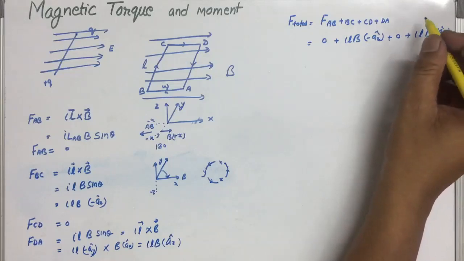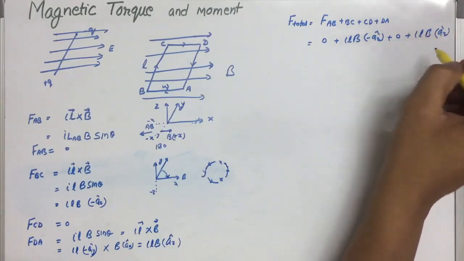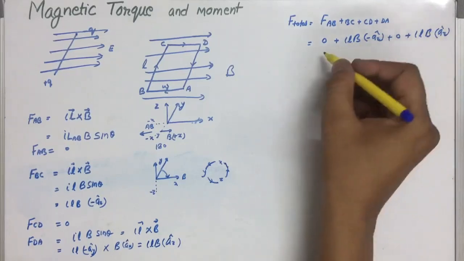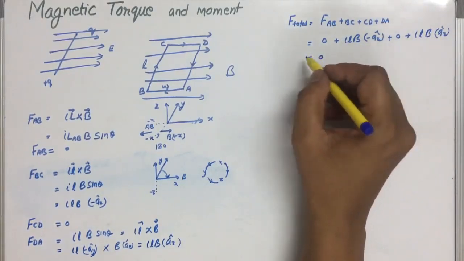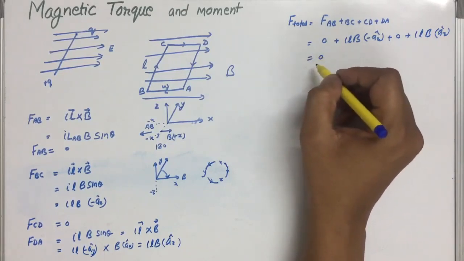For any loop, the net force is 0 in the loop. Okay, that we have found from here.